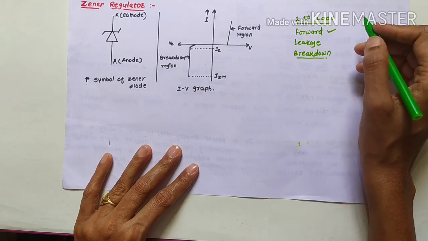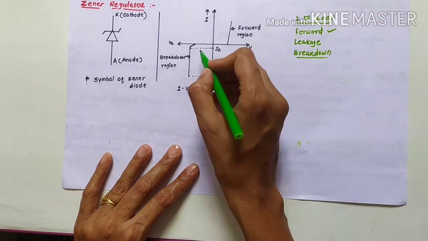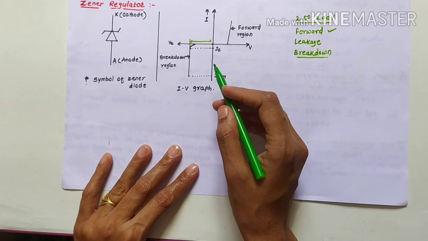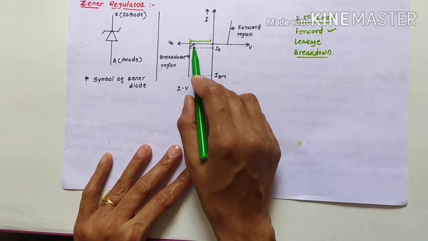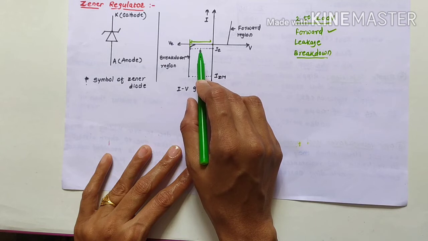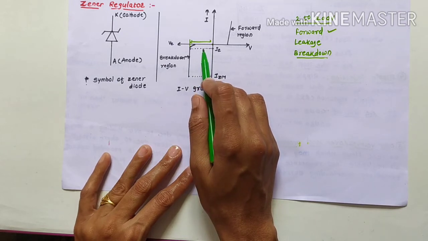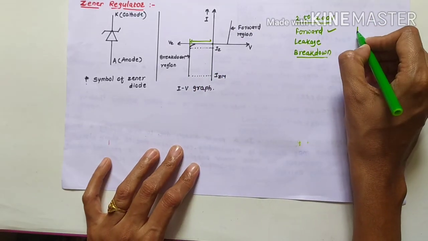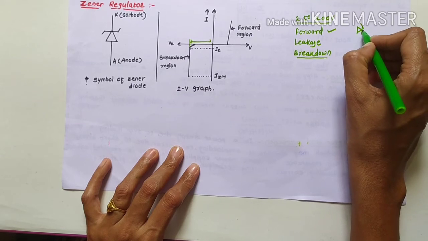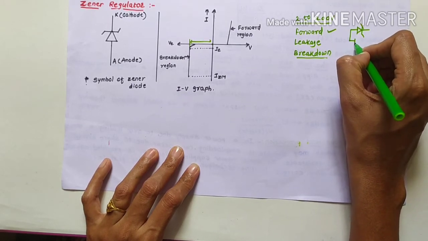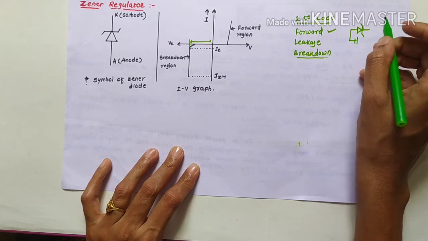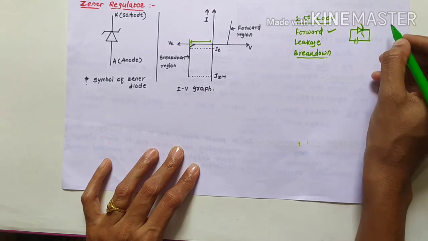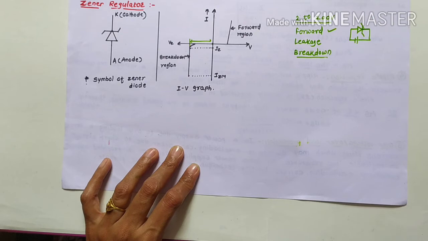The region between 0 and breakdown is called the leakage region. Why the leakage region? Because the current flows due to minority charge carriers, and at that point this Zener diode conducts in the reverse bias direction. Means what? The anode of the Zener is connected to the negative terminal and the cathode of this Zener diode is connected to the positive terminal of the battery. Okay students?